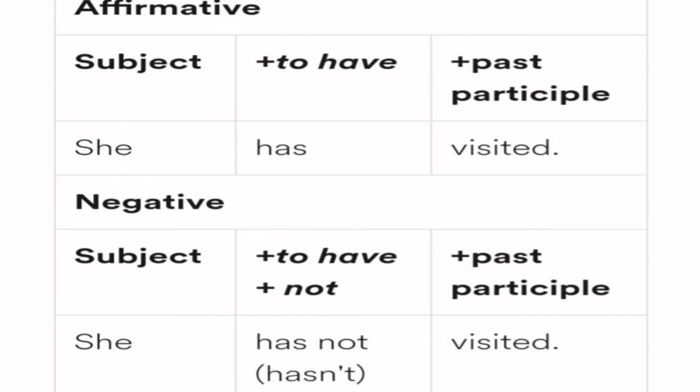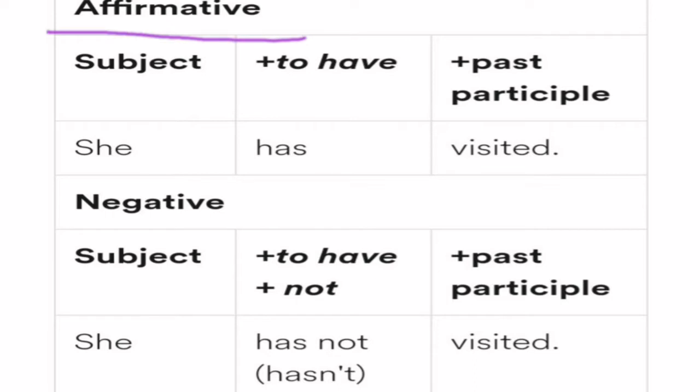Forming the present perfect. The present perfect of any verb is composed of two elements: the appropriate form of the auxiliary verb to have, in the present tense, plus the past participle of the main verb. The past participle of a regular verb is base plus ed, for example, played, arrived.